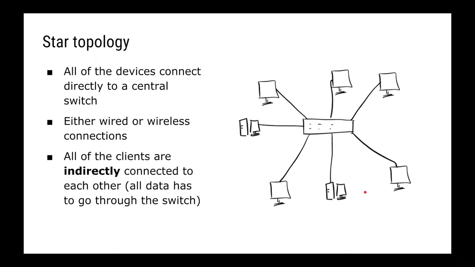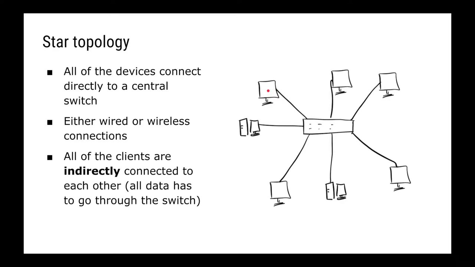So as I've already said, all of the devices connect directly to a central switch. So here we've got some client computers, like the ones in the classroom. And here maybe we've got a server and another server over here. And they connect to the switch as well. And if this device wants to get a file from this server, it sends a request to the switch, which sends it on to the server. The server then responds, it goes back to the switch, back up to the client.